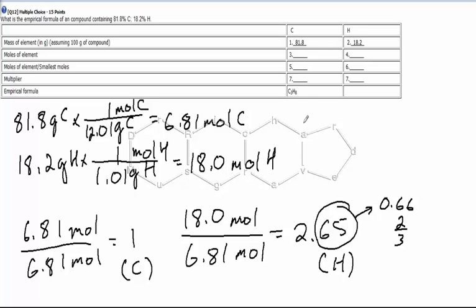So what we've got at this point is a ratio where we've got carbon is to hydrogen is 1 is to 2 and 2/3. And if I wanted to make this a whole number, I'd have to get rid of the thirds here, and the best way to do that would be to take each of these and multiply them by 3. So what I'm going to end up with is 3 is to 8, and that's how I end up getting my empirical formula, C3H8.